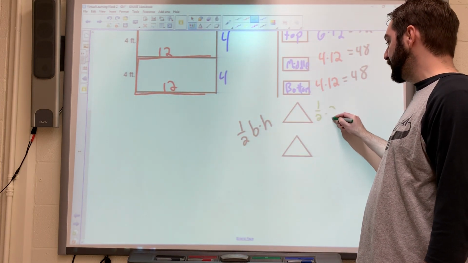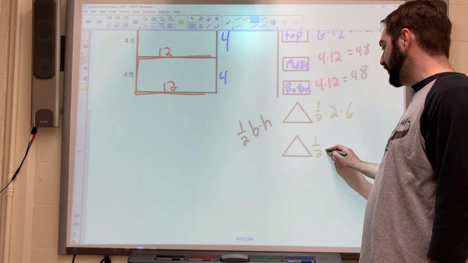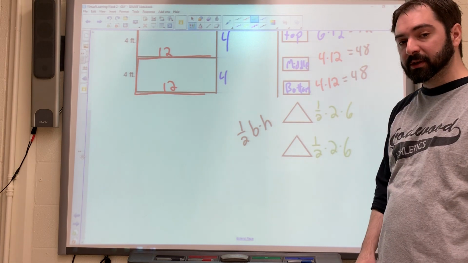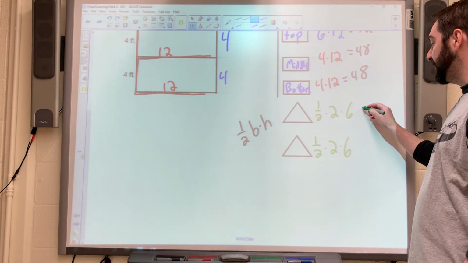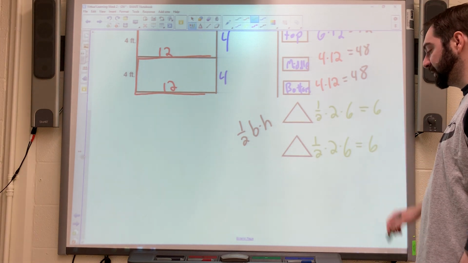1/2 times 2 times 6. Both triangles are going to be the same. They're opposites, they're congruent. 2 times 6 is 12, half of that is 6. Both triangles are going to be 6.